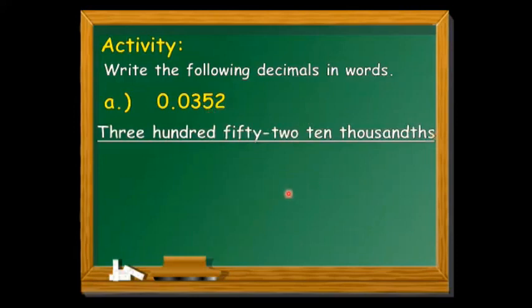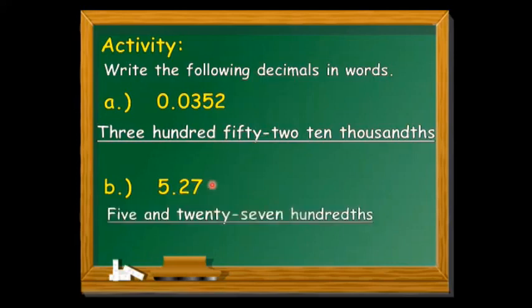So let's have another example. So the given problem is 5.27. So tens, hundreds. So hundreds siya. So the answer will become 5 and 27 hundredths. So that's how you're going to read and write those decimal numbers. So madali lang, di ba?